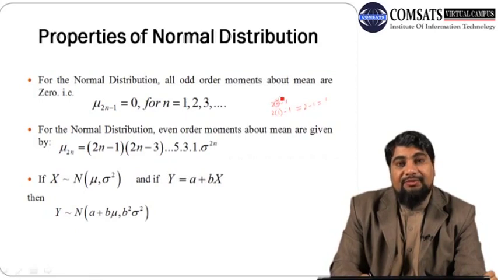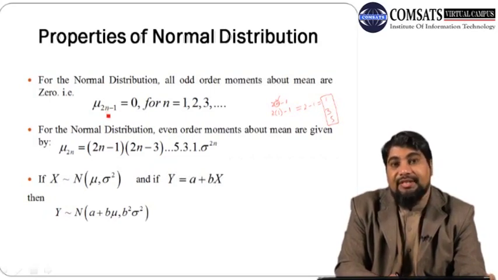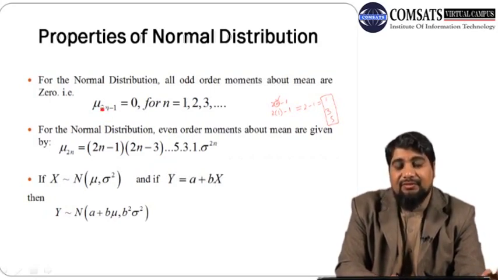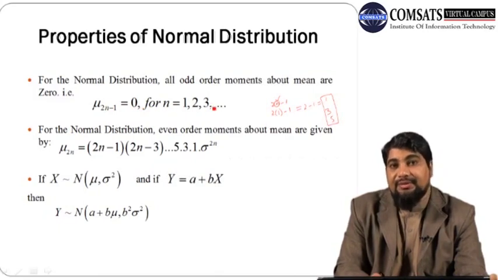When n is replaced by 2 here, 2 into 2 minus 1, we get 3. When n is replaced by 3 here, 2 into 3 is 6, minus 1, 5. So you can see that we are getting odd numbers. So this is the general notation to represent an odd number. So here mu 2n minus 1 is the notation used to denote odd order moments about mean. So all odd order moments about mean are 0 for all n equals 1, 2, 3 and so on.